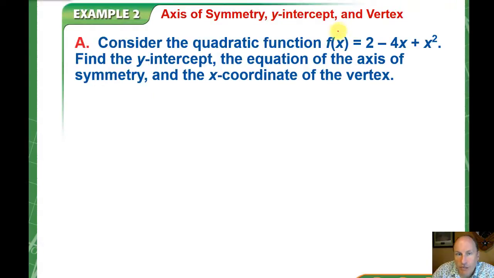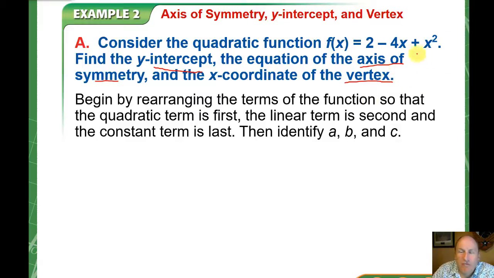Let's put this information to use. Suppose you're given the quadratic function f of x equals 2 minus 4x plus x squared. Find the y-intercept, the equation of the axis of symmetry, and the x-coordinate of the vertex.